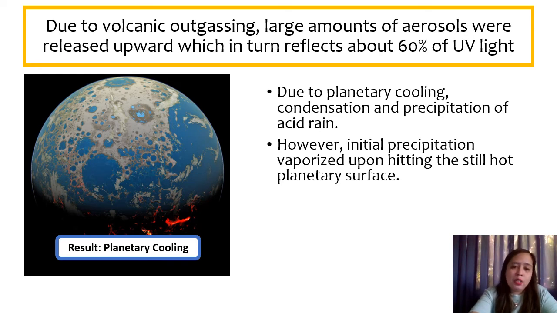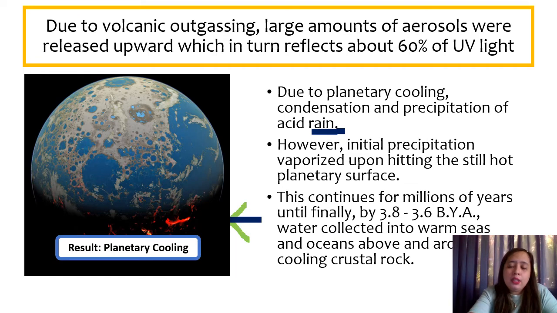Because, again, as you can see here on the picture, in this part you can see there is still lava. And that lava is still really hot, so it cannot yet become liquid water. But the thing is, there is now raining. There is now precipitation that happens.